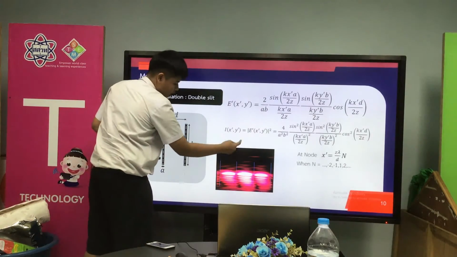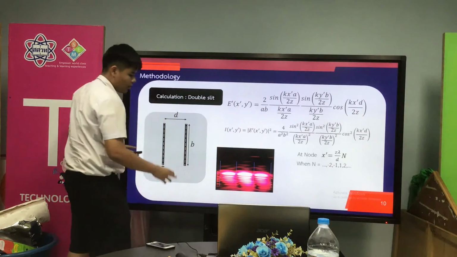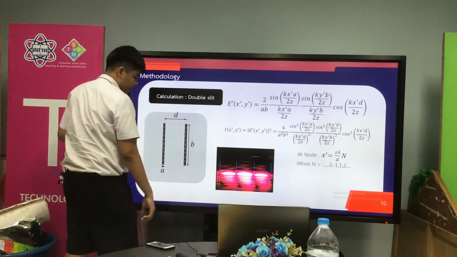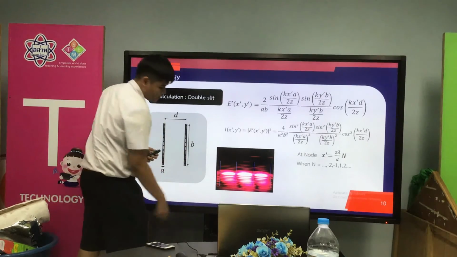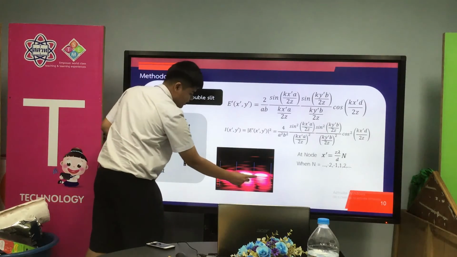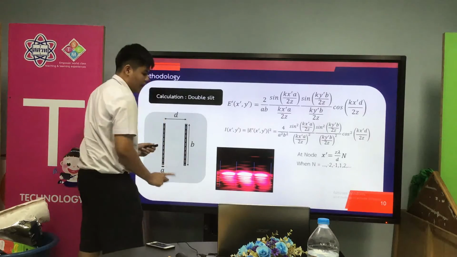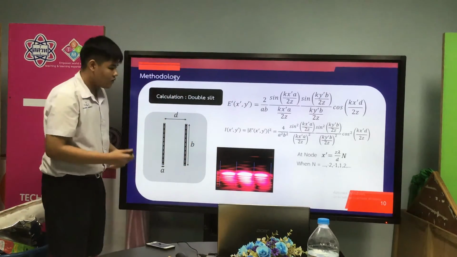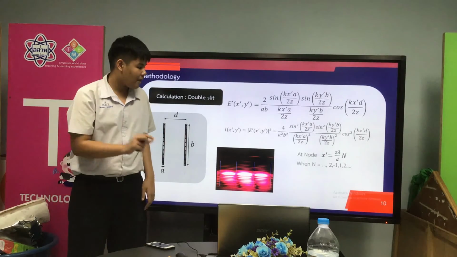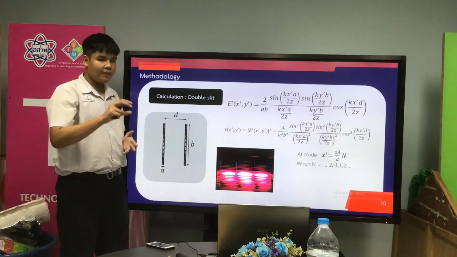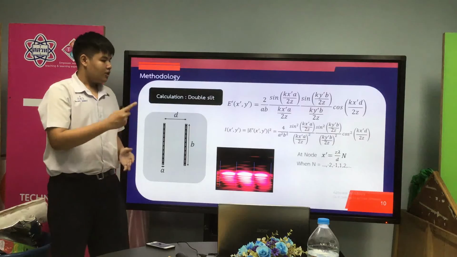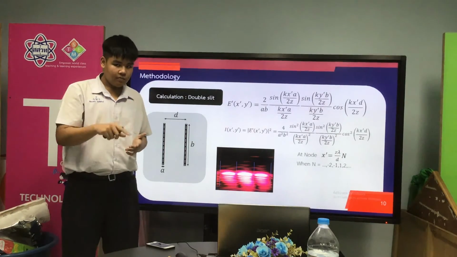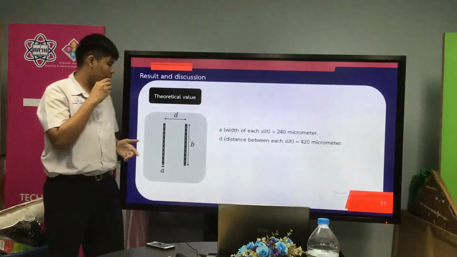First, I will create the axis in the middle of the picture that cuts the high intensity, and I will find the distance from this node to the other nodes. Then n is equal to 1, 2, minus 1 and minus 2, and I will show the graph of the relation between x prime and n. The slope of this graph is a really linear graph. Then the slope of this graph is the product of c times lambda divided by d.